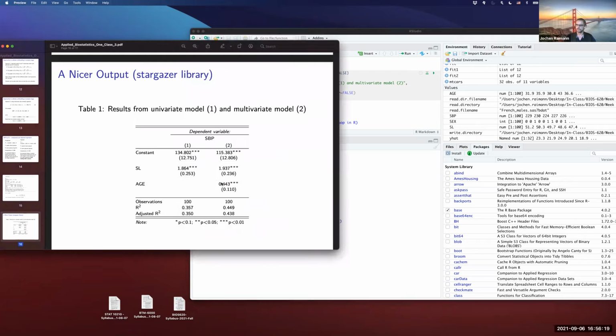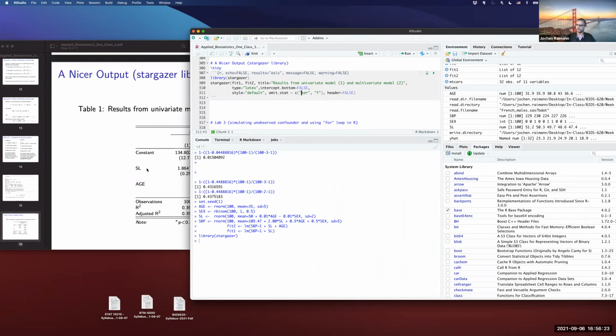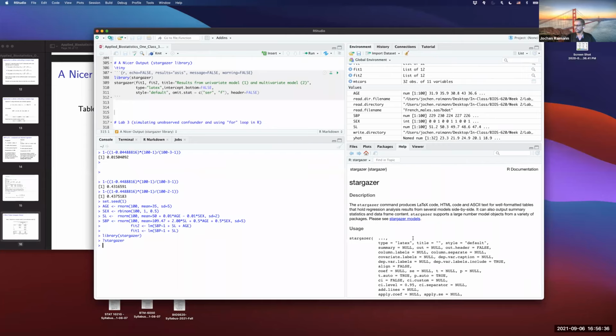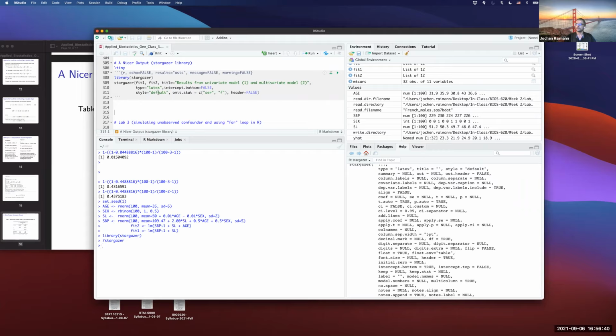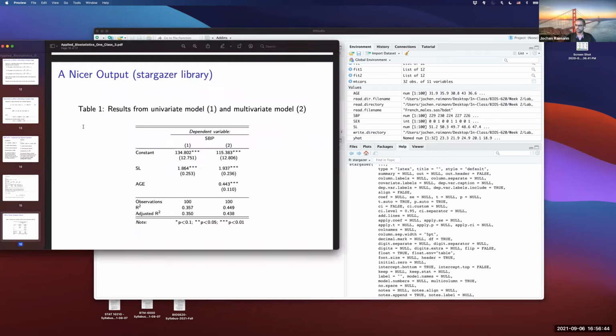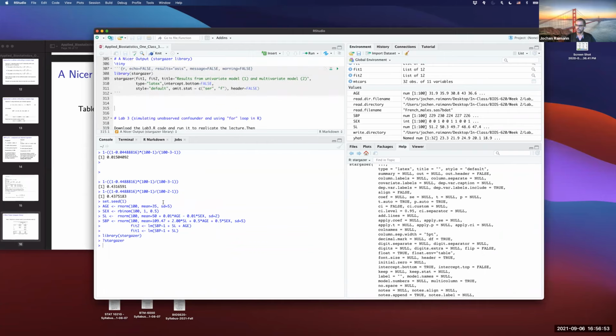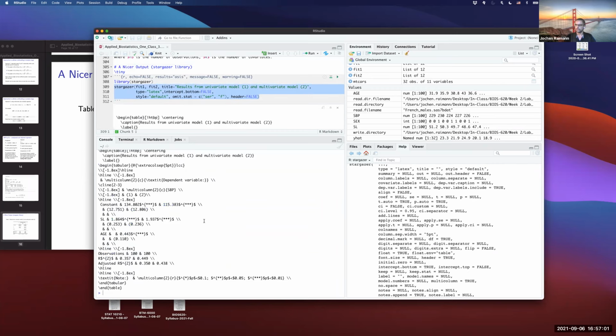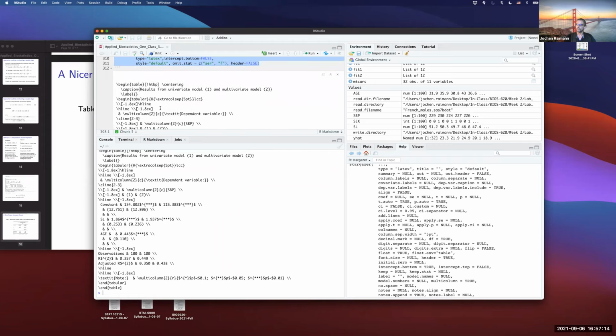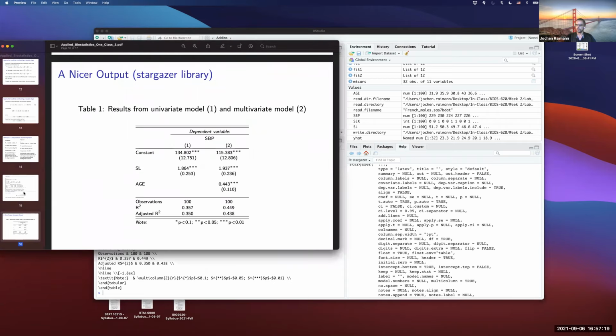Style is default. You can make it CR and F. I'm not sure what those options mean. Hold on. You can get a Stargazer explanation, and I encourage you to read it. It's a very elegant way to show results. Style is default. Omit stats SER and F. I don't even see an F here, to be honest. Did we see an F here? I don't think we did. Okay, let's see how that looks. That did not go down well. This is not as planned.